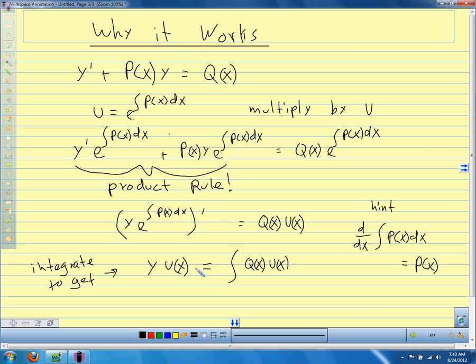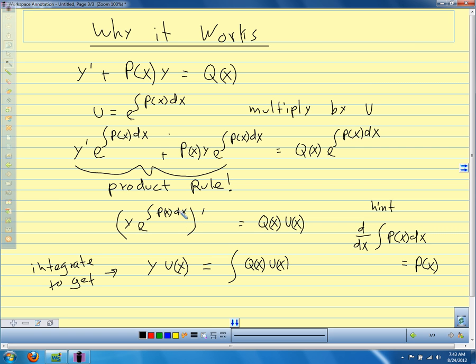So the way I normally go about solving these equations is I find my integrating factor, I find u, and then I multiply both sides of the equation by u and figure out what this product is. And usually it's pretty easy to pick out what this product is and then integrate both sides.